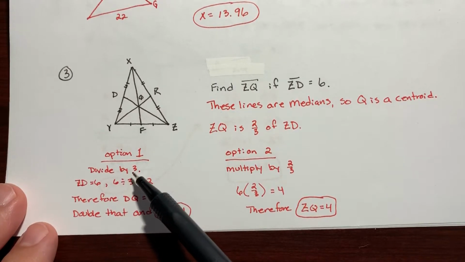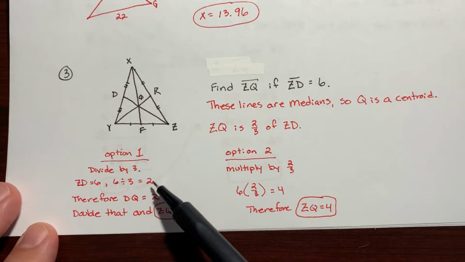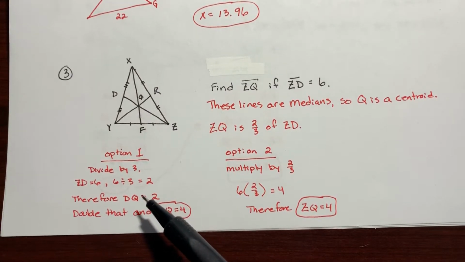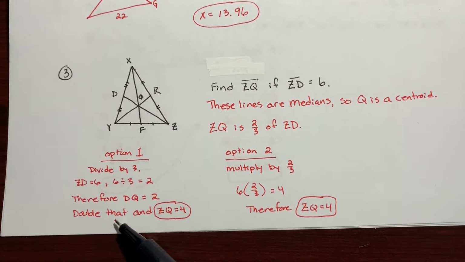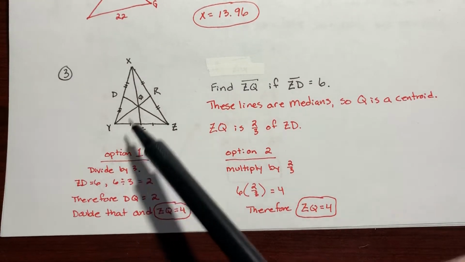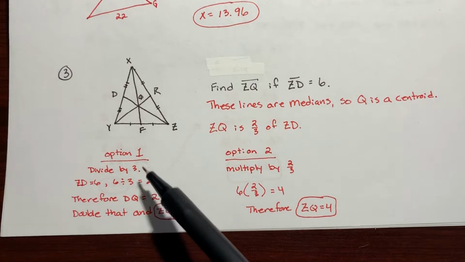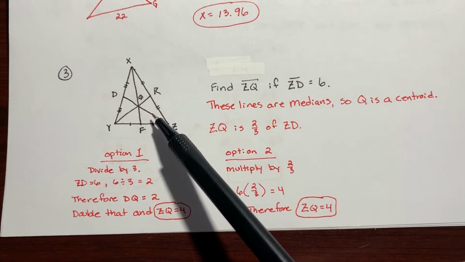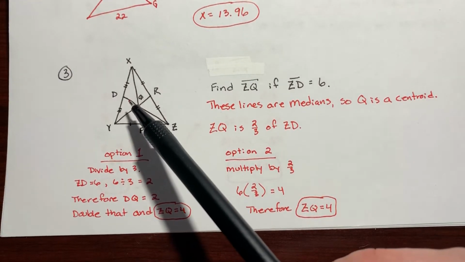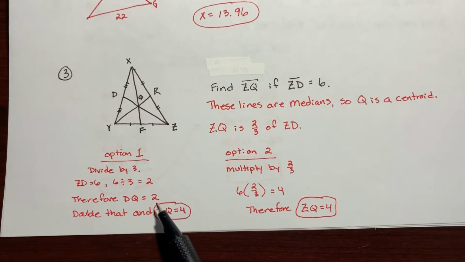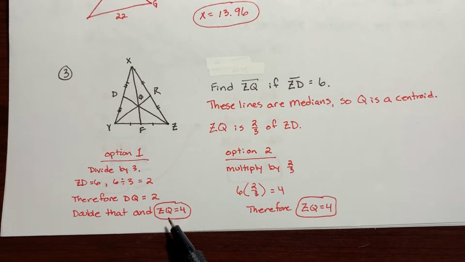Let me divide by 3. So 6 divided by 3 is 2. That means I have third measures of a 2, a 2, and a 2. Well, if the 1/3 segment is the 2, if I want that 2/3 segment, it just means to double the size of DQ. You know, 2/3 is twice the size of 1/3. So if I double the 2, I would get 4, and therefore ZQ is 4.